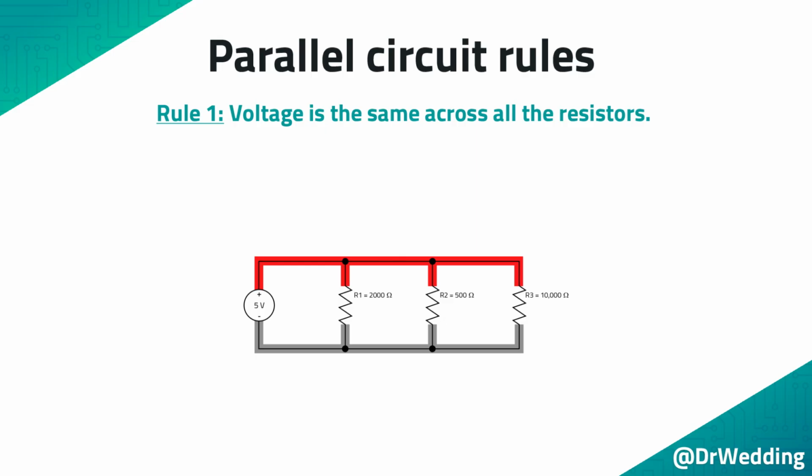Rule 1. Voltage is the same across all the resistors. We assume the wires do not have resistance, so they do not affect the circuit. The red section is just an extension of the positive side of the power supply. This red section is one giant node. The same is true for the gray section of the circuit. It is just an extension of the negative side of the power supply. And the gray section is also one giant node. So the power supply voltage is across all of the resistors.